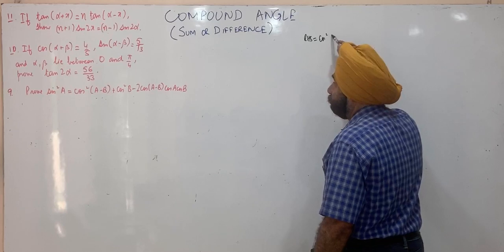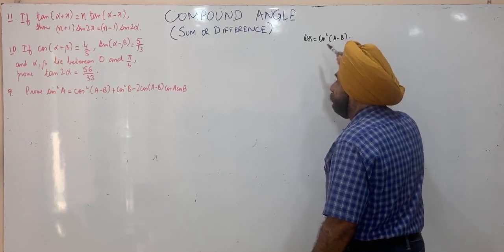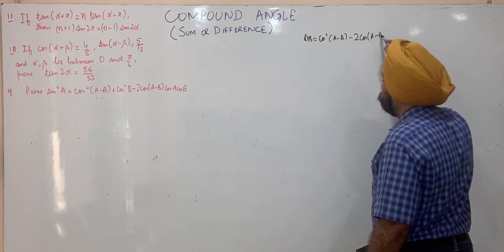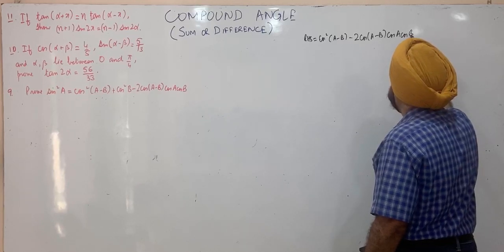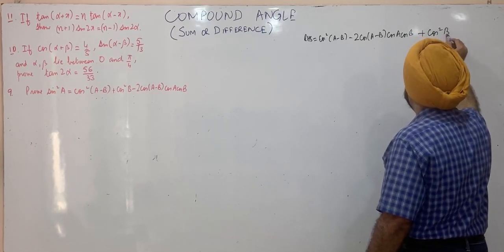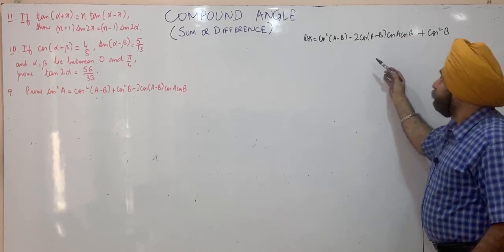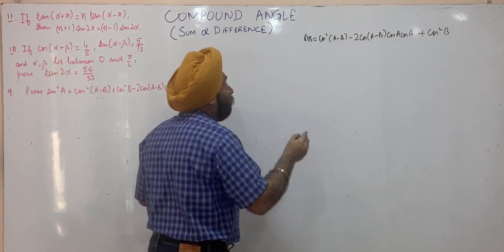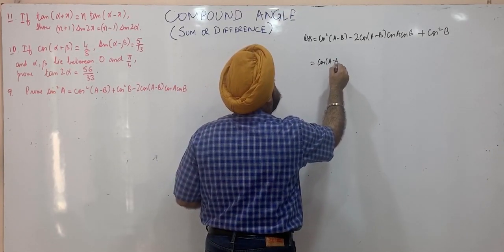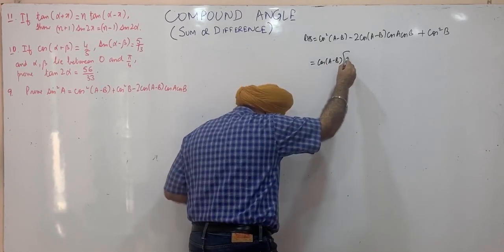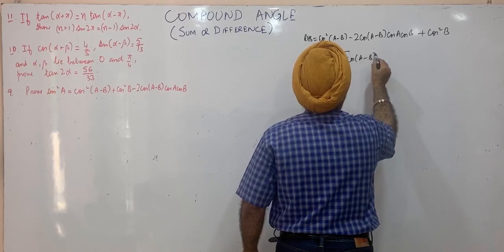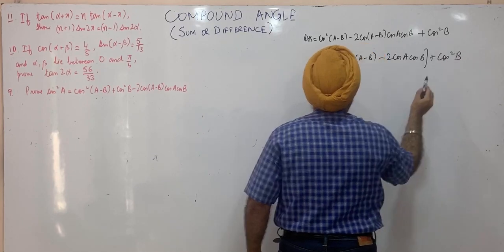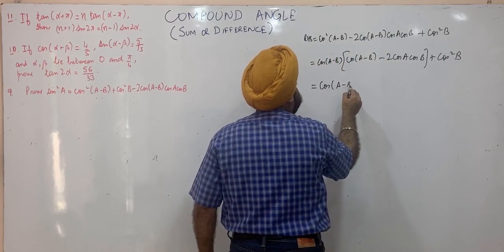So starting from the right hand side, let's write cos square (a minus b). After that I am writing the third term, minus 2 cos of (a minus b) into cos a cos b, and then the second term plus cos square of b. The reason is that we can take cos of (a minus b) common from these two. Taking cos of (a minus b) common, inside it's cos of (a minus b) minus 2 cos a cos b, and plus cos square of b. This is cos of (a minus b) outside.